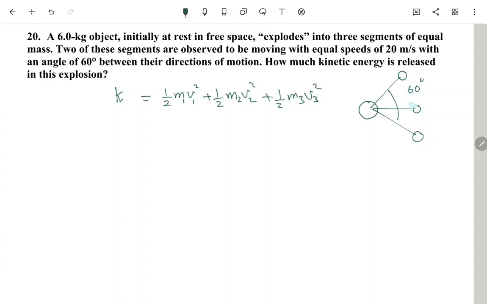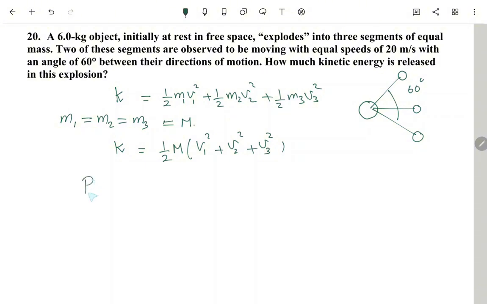Remember, they split into 3 equal pieces. So M1 equals M2, which equals M3, and let's name it m. And K in this case will be equal to half m times V1 squared plus V2 squared plus V3 squared. Now the question is, we need to calculate V1, V2, and V3, and let's use the information given in the question.